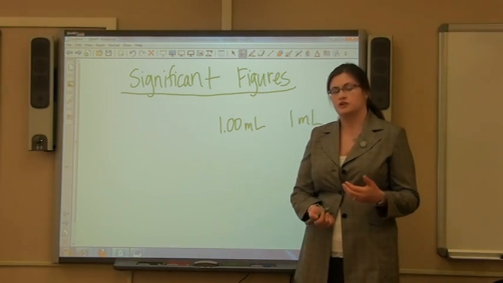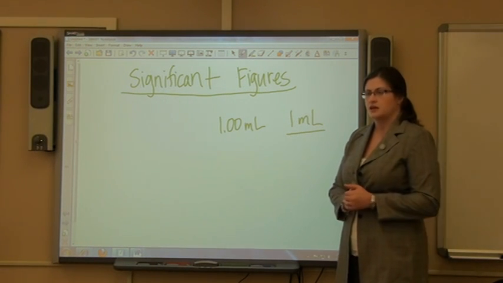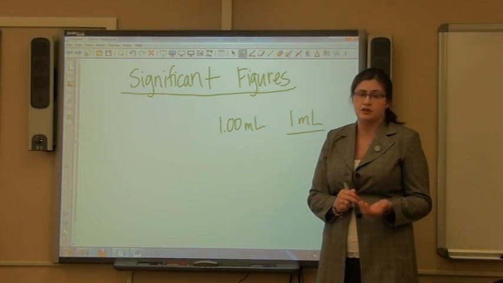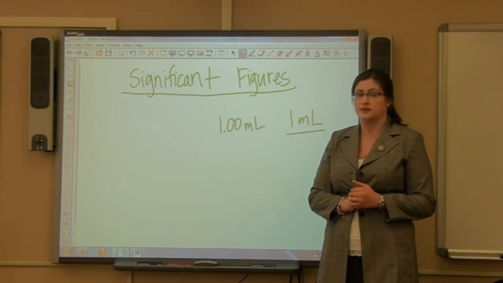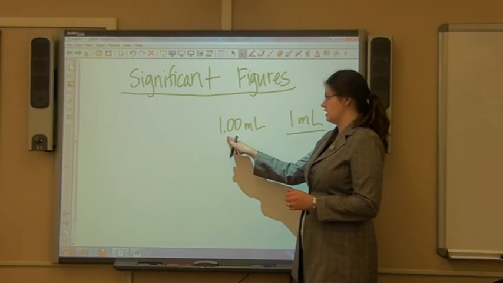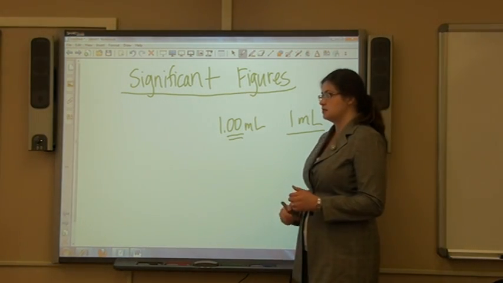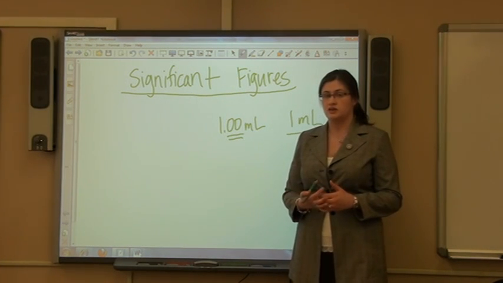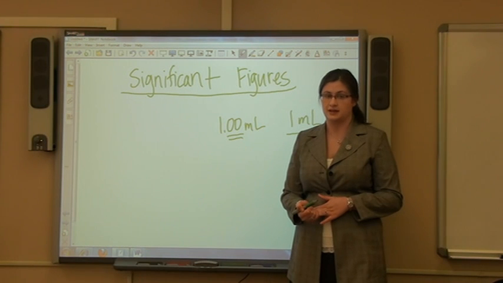If you're only measuring 1 milliliter with only one significant number, it means that you don't have to be very precise with your measurement. On the other hand, if you have to measure 1.00, it means that you have to get this number to 2 decimal places. That means you have to use a higher degree of precision and accuracy, and you have to use a much more refined technique.